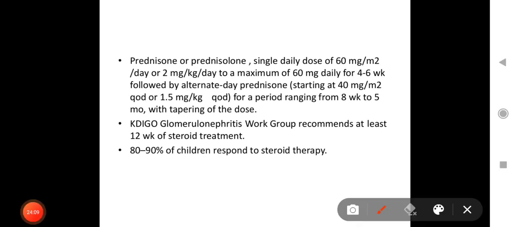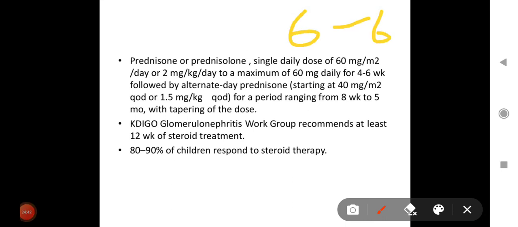Now, prednisolone, single daily dose of 60 milligram per meter square per day or 2 mg per kg per day to a maximum of 60 mg daily for 4 to 6 weeks. 6 weeks it's usually given, followed by alternate day prednisolone starting at 40 mg per meter square per day or 1.5 mg per kg every alternate day. This is given for a period ranging from 8 weeks to 5 months with tapering of the dose. So for the first 6 weeks usually it's given daily.